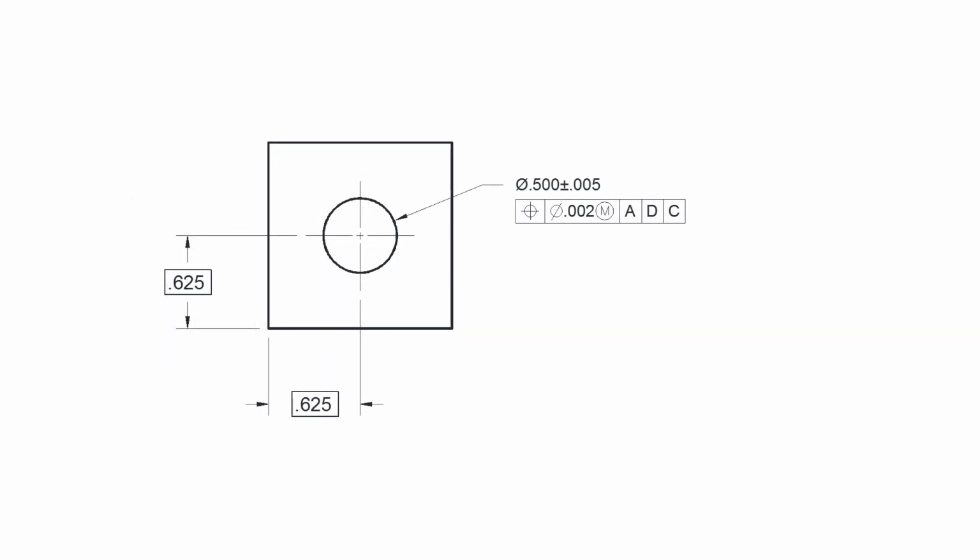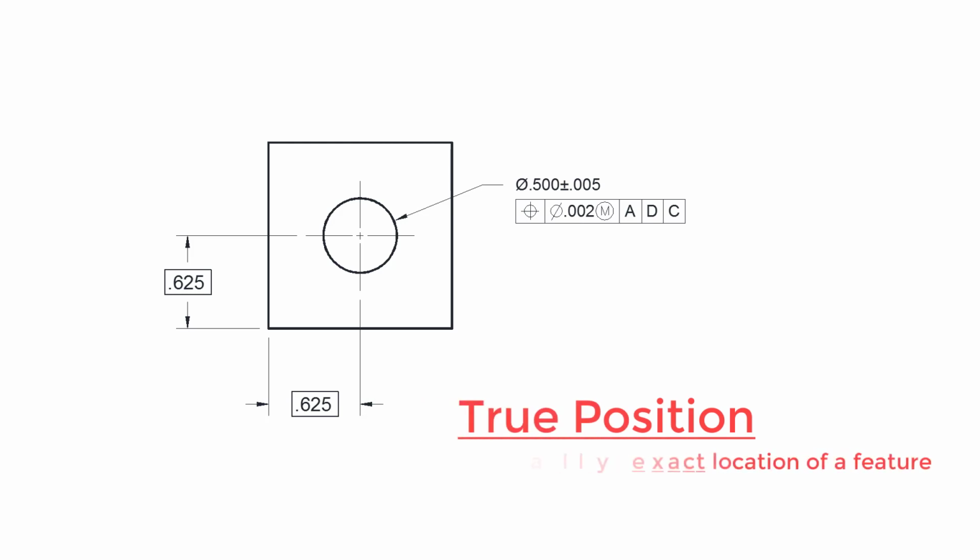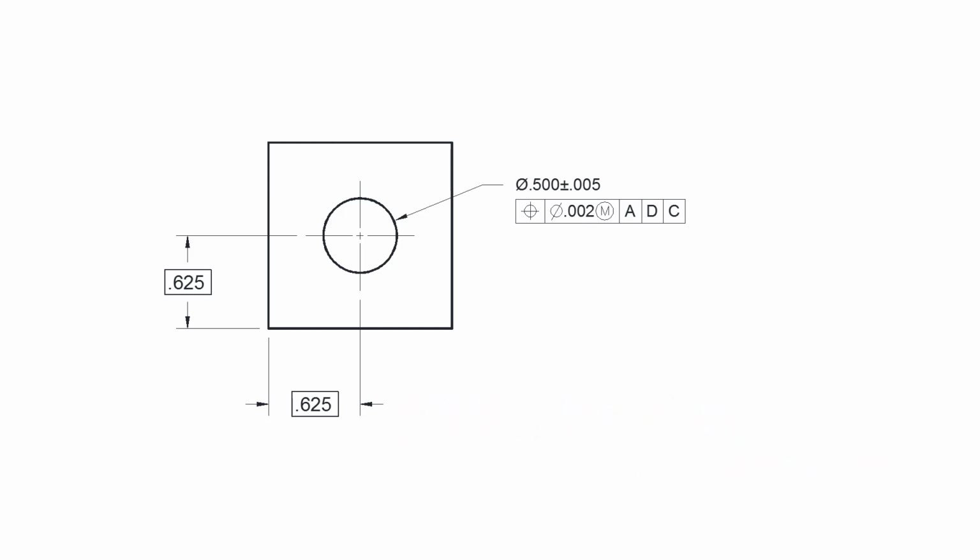One term to become familiar with right away is true position. True position is the theoretically exact location of a feature. In this example, we are locating the theoretically exact location of a hole's center. Therefore, you should note that this requires the use of basic dimensions. Remember, basic dimensions specify theoretically perfect values that are not affected by general print tolerances.